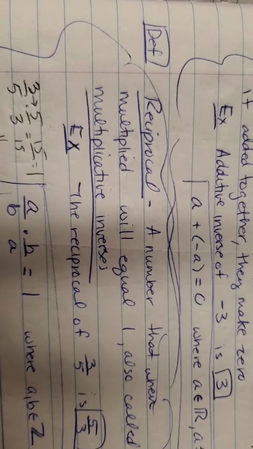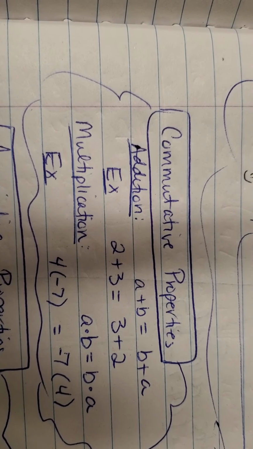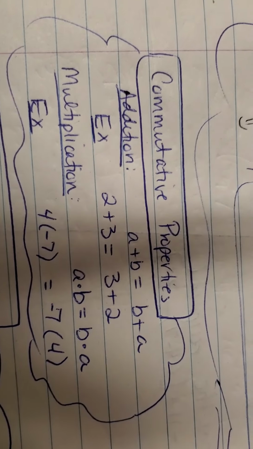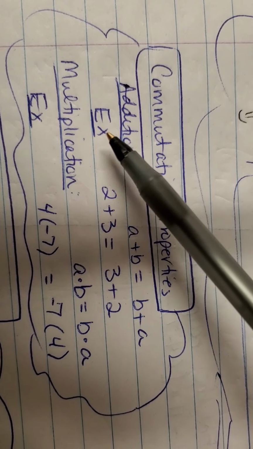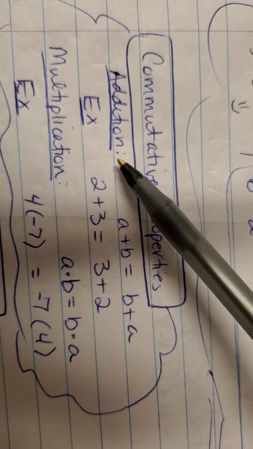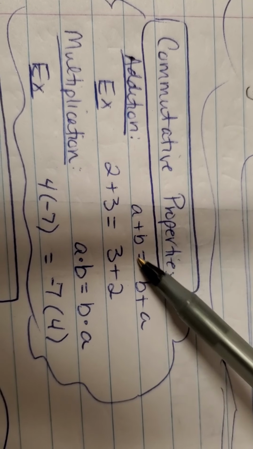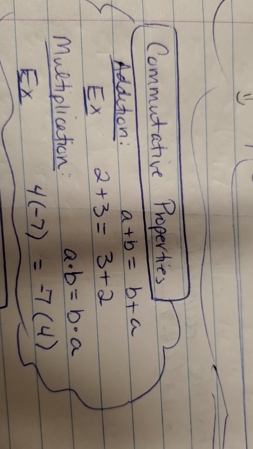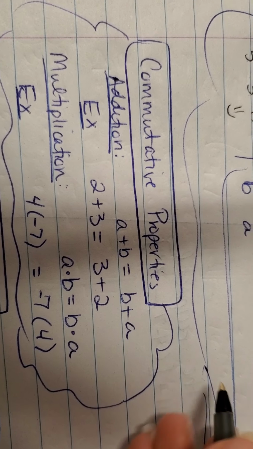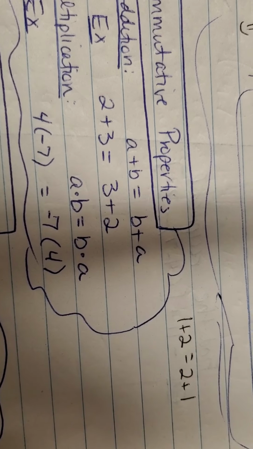Okay, so far just definitions. Then we have some properties here. We have the commutative property and the associative property. The commutative property, there's two of them. There's the addition one and the multiplication one. This one just says that if we add something, it's the same thing on both sides. So a plus b is the same as b plus a. If you wanted an example, you could say 1 plus 2 is the same as 2 plus 1.